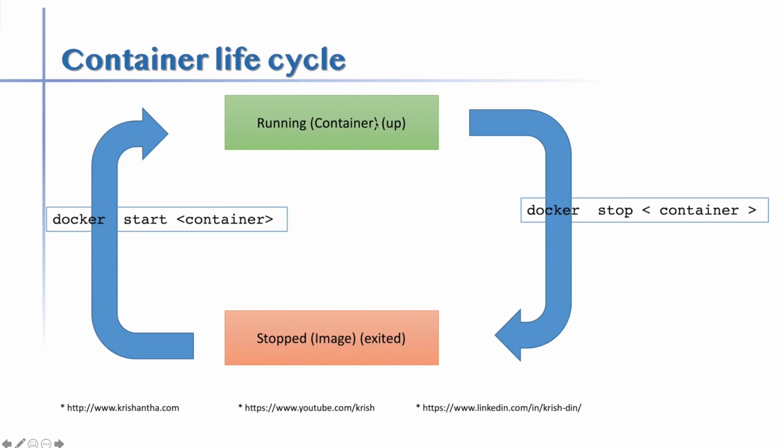So you see this diagram. If it is up and running, we call it a container. You can give the stop command and then it's stopped, and then you can give the start command. This orange thing is the image, and when you give a start command, it becomes a green thing, which is a container. Now if you go back to our terminal again.